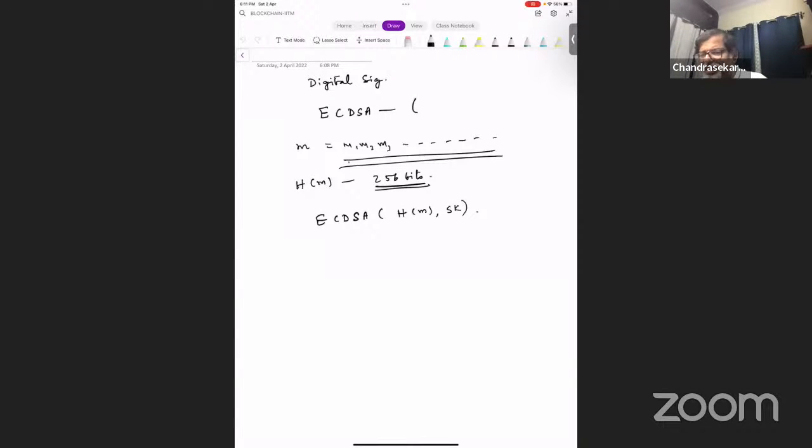And the algorithm will do something more. It will take some random value, which the algorithm will generate internally. It will use all this information, and then it is going to produce a signature. That signature has two components, S and R. This is 256 bits and this is 256 bits.